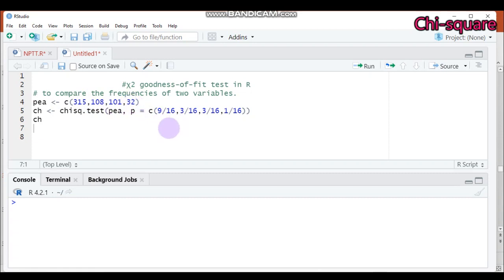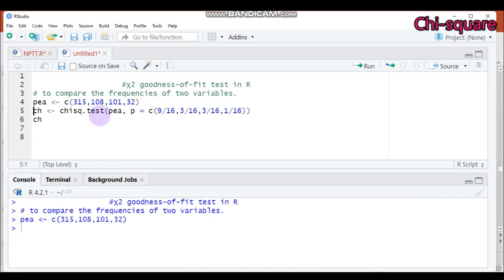So the expected ratio, if you remember, is 9:3:3:1. So 9 plus 3 plus 3 is 15, plus 1 equals 16. So the probability of getting 315 is 9 over 16, and the probability of getting 108 is 3 over 16. In similar fashion for 101, again 3 over 16, and lastly for the 32 it is 1 over 16. So in this way we will provide this vector into R.